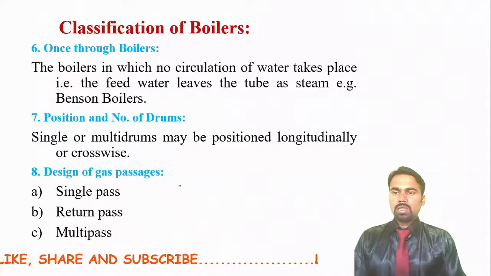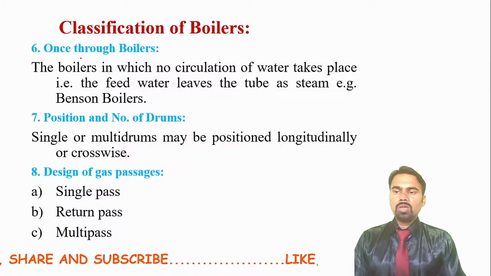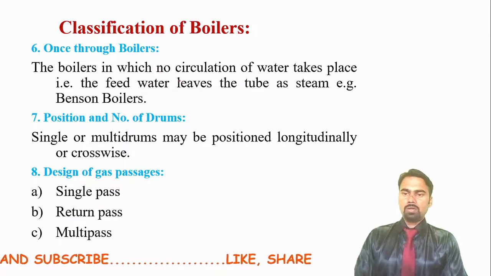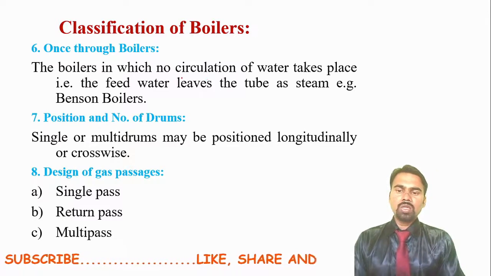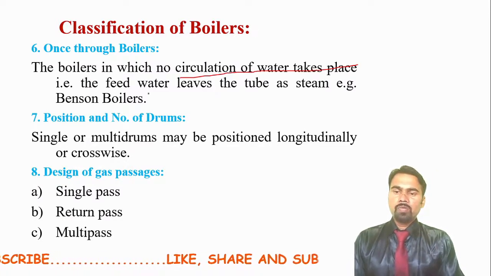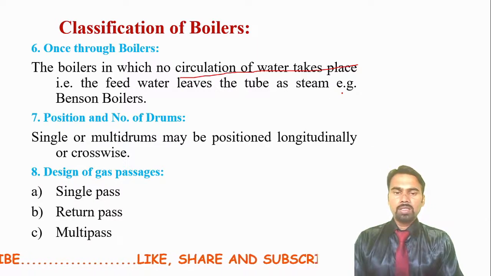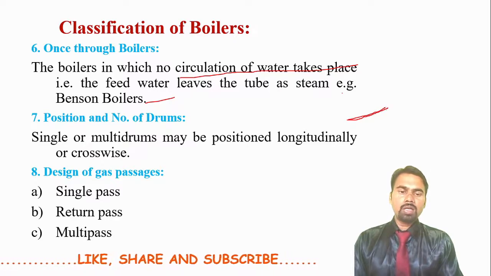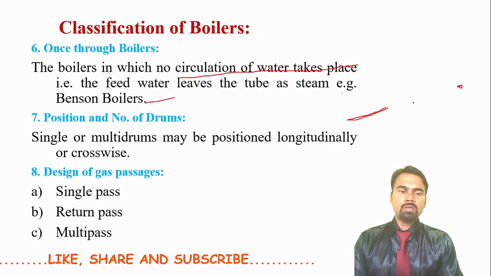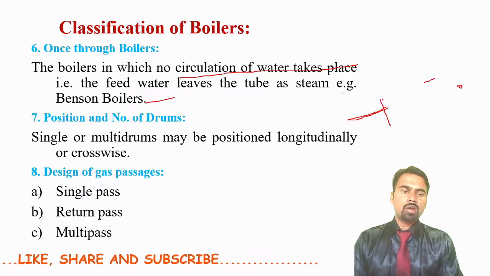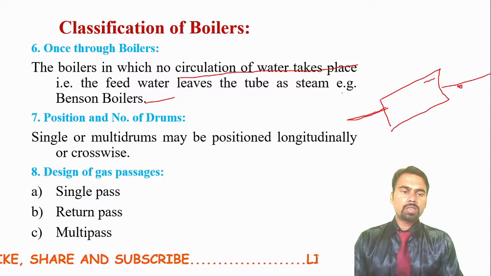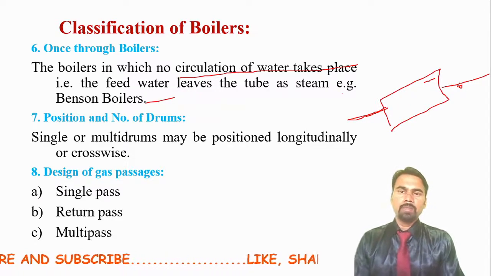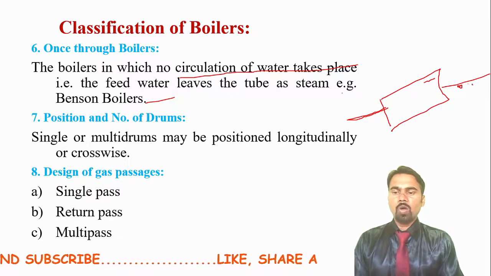Then next classification is according to once-through boiler. Once-through boiler in the sense the boilers in which no circulation of water takes place. The feed water leaves the tube as a steam. Benson boiler means we supply the water inside the system, and the output of the system will be the steam. Okay, means in single pass we are obtaining the steam. So that is once-through boiler.